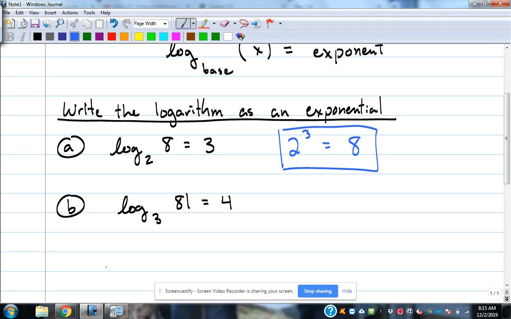What's the base? What's the exponent? What's it equal to? Boom. What's 3 to the fourth power anyway? It's 81. 2 to the third power is 8. These are all true statements that we're dealing with here.